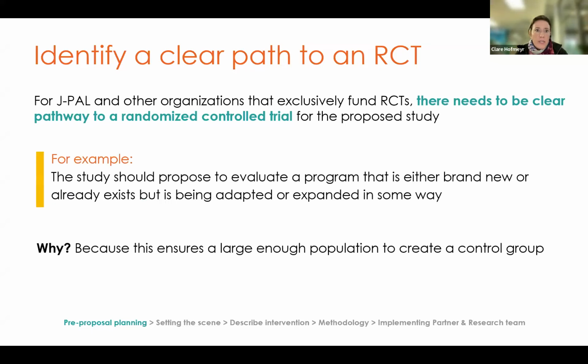And so if you click to the next point, so for example, what this means, it means quite a few things, but just for example, your study must be proposing to evaluate a new program, either new in its design or in its reach or scope. So it must be new in some way so that there is a sufficiently large population that has never been exposed to it before in order to make a control group possible. So if the program is going to be delivered at scale, it's reaching everyone, there's no control group, or the program has already started, it cannot be evaluated with an RCT.